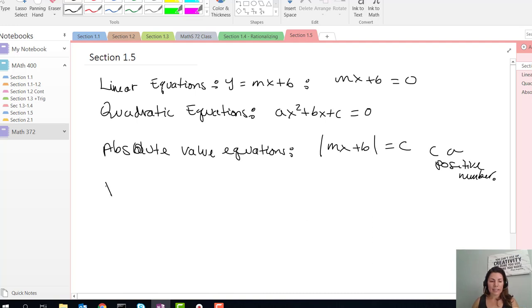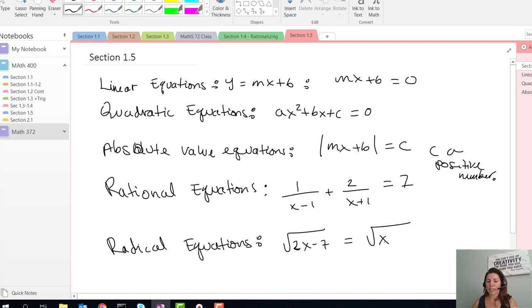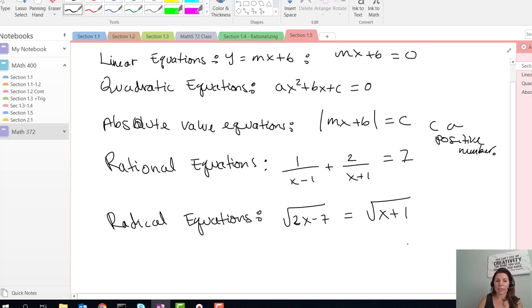And the last thing is rational. Well, we have rational equations and also radical equations. So rational equations will be something like 1 over x minus 1 plus 2 over x plus 1 equals 7, and you're asked to solve. And then radical equations. So this will be if you have something like the square root of 2x minus 7 equals the square root of x plus 1, and then solve for x. So these are the types of things that we'll be covering in this section.